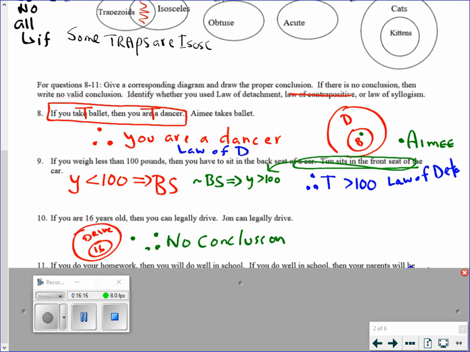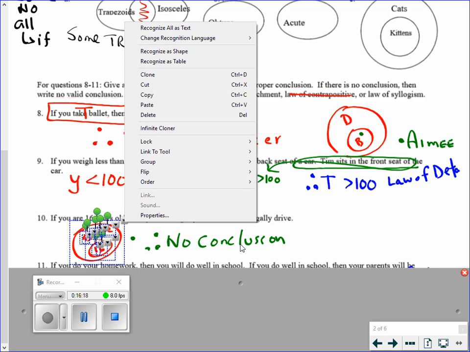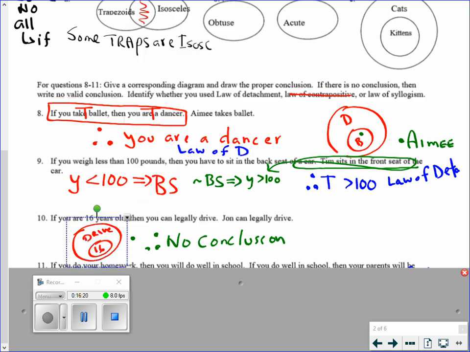So if the if part goes in the little circle, drive goes in the big circle, right? And so basically it says this: if I'm a driver, then I could be any age. These are the drivers that are 16. If I'm 16 years old, then I can legally drive, right? I should say the big circle is the people who are legally able to drive. It doesn't mean that they drive, but they're legally able. So it says John can legally drive. That just means he's anywhere inside the circle. He certainly could be 16, but there's no condition that says he has to be. So that's why there's no conclusion for this problem.